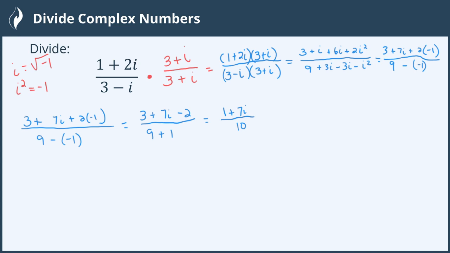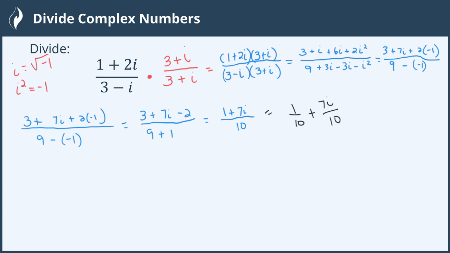While this is a correct answer, 1 plus 7i over 10, we would like you to go one more step and write it like this: put each term separately, 1 over 10 plus 7i over 10. That way it's written out and it is complete. And that's how you would write that for Newton as well.